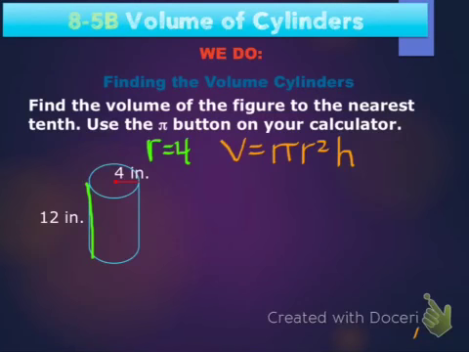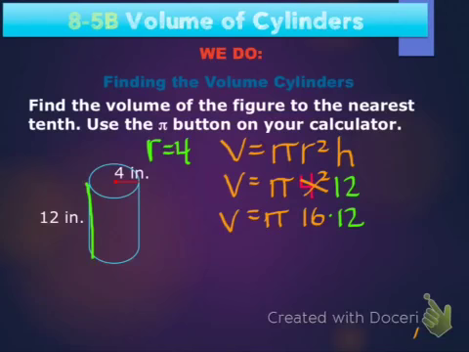Let's start with our formula, volume equals pi r squared times h. And now for the substitution, I'm going to substitute 4 in for my radius and 12 in for my height. From here I'm going to simplify, so I'm going to do my exponents first. And now I'm going to multiply 16 times 12 for a total of 192 pi inches.